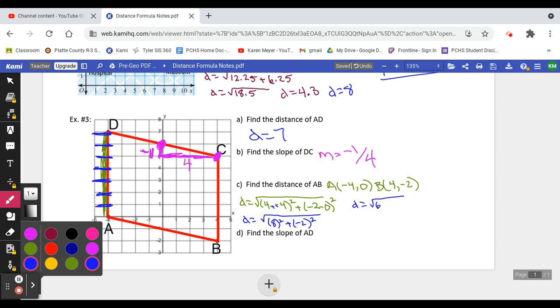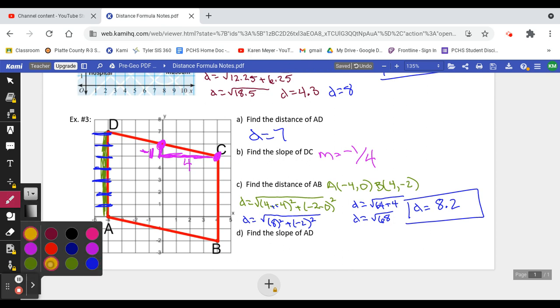So 8 squared is 64. Plus -2 squared is 4. 64 plus 4 is 68. And the square root of 68 rounds to 8.2.